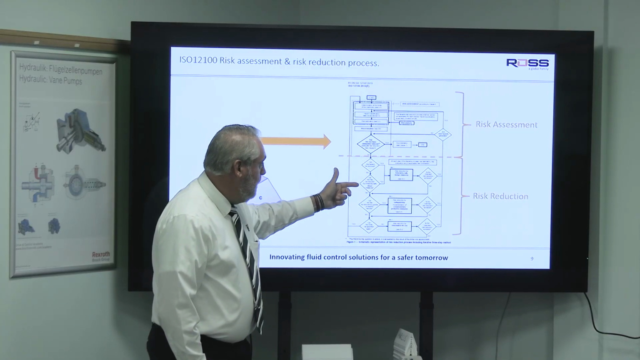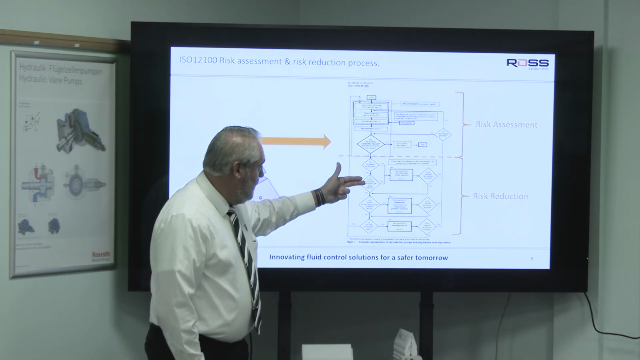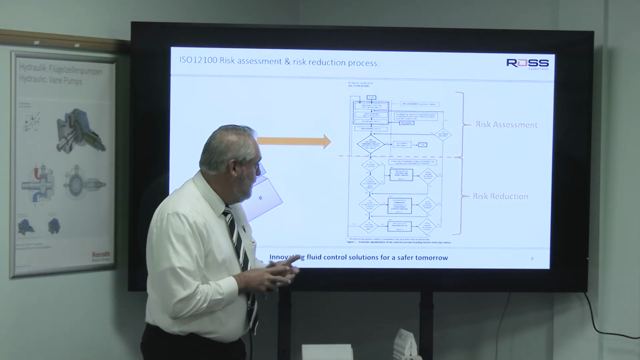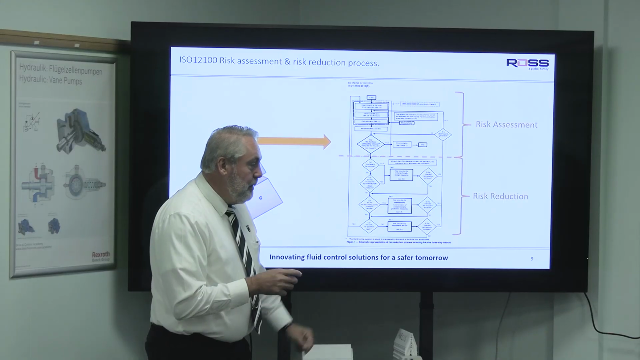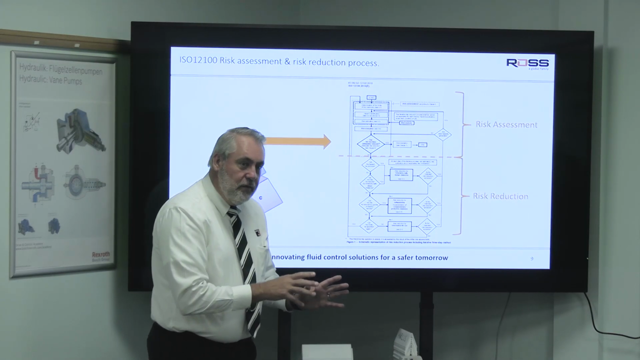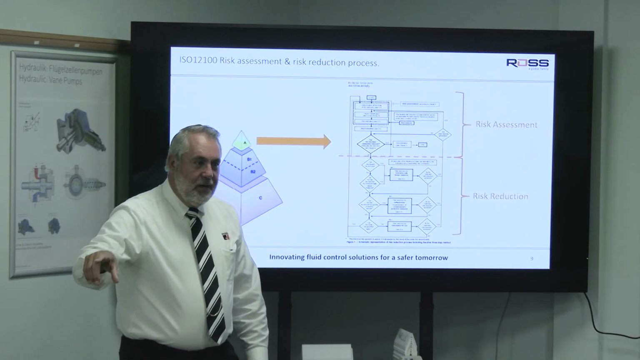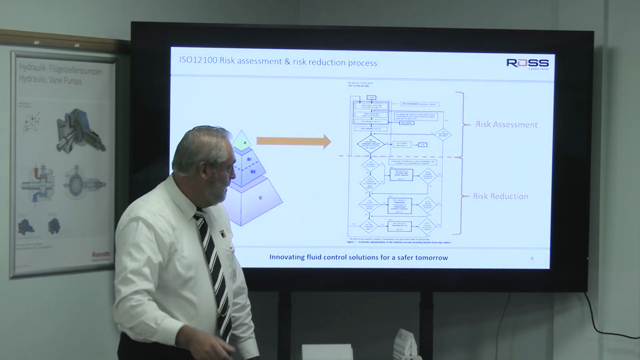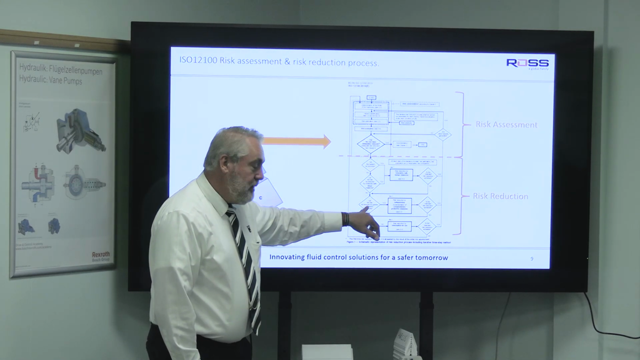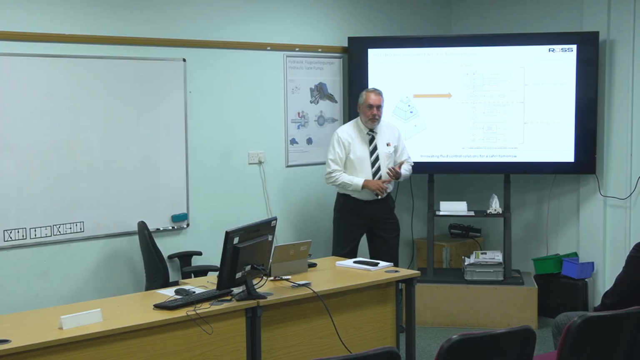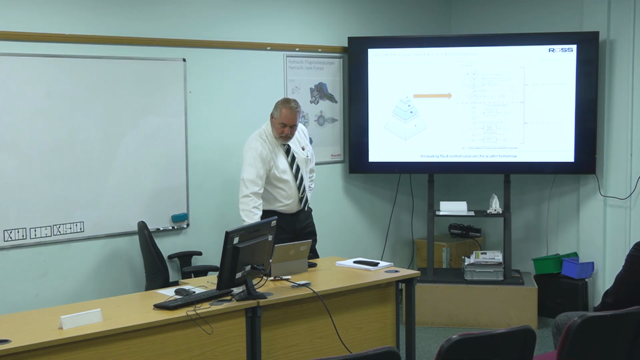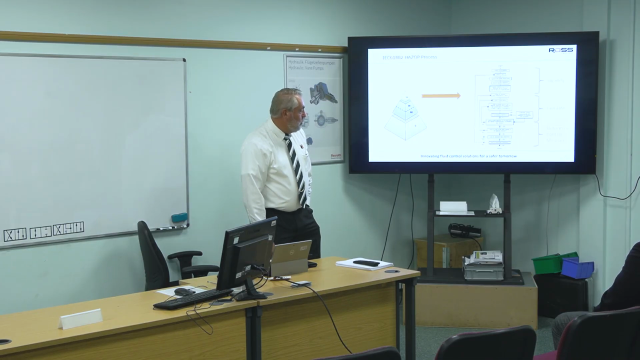If it can't, can it be guarded? If it can't be guarded, what type of safety control solutions can we put in place? And those control solutions might be a door switch, or it might be a light curtain. Once you break that light curtain or that door switch, it signals your valves to operate and take the machine to a safe condition. And then if you can't put safety protective devices in place, well, that's where you get into procedures, PPE, things like that. So that is the risk assessment and risk reduction process per ISO 12100.